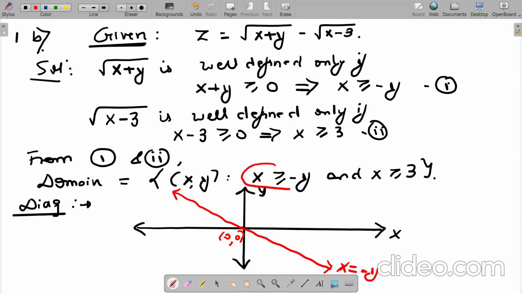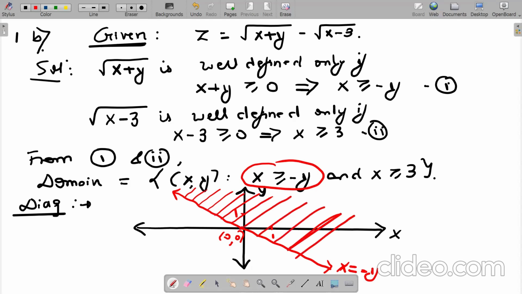Now x greater than or equal to minus y. Where will the shading be? You can randomly take values. If I take a value above the x equal to minus y line, let me take a value, suppose this is 1 and this is also 1. You can clearly see that 1 is greater than or equal to minus of 1. So I can say that the shading will be away from the origin in the top direction, above the line.